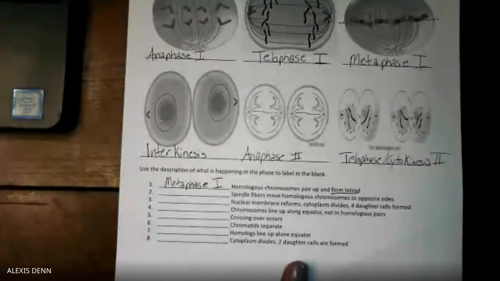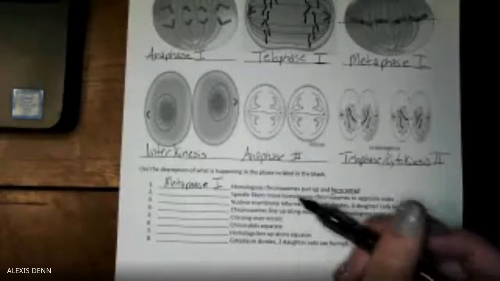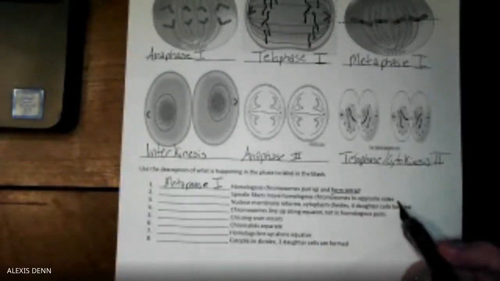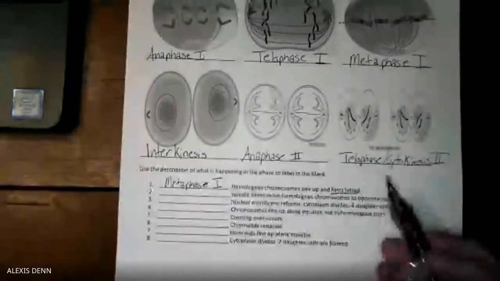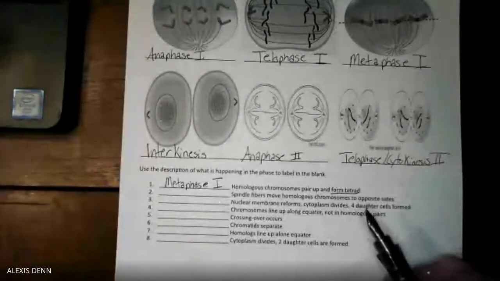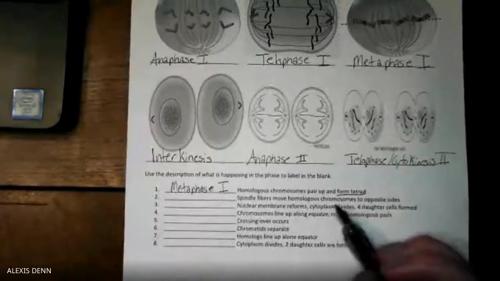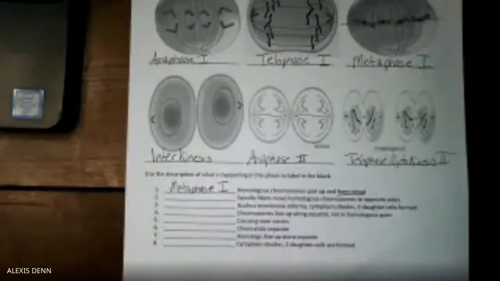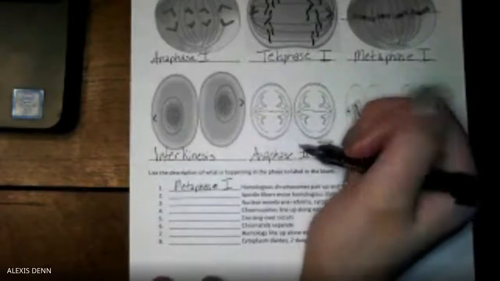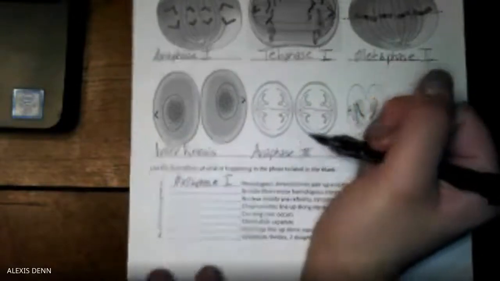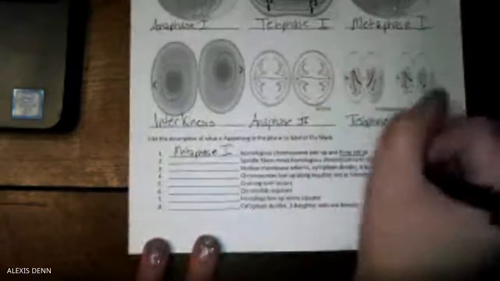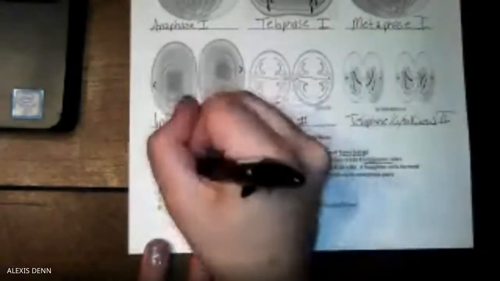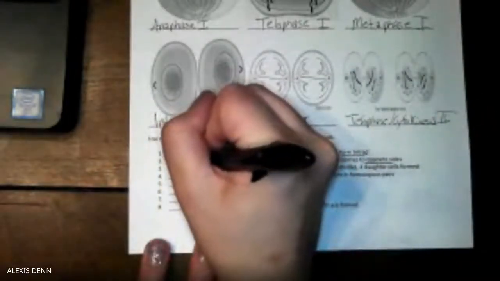So much vocabulary. Spindle fibers move homologous chromosomes to opposite sides. What? We have to use vocabulary again. So because it's telling me that homologous chromosomes are moving to opposite sides, that means we are still in meiosis 1. Moving apart, moving to opposite sides, that would give us anaphase 1.